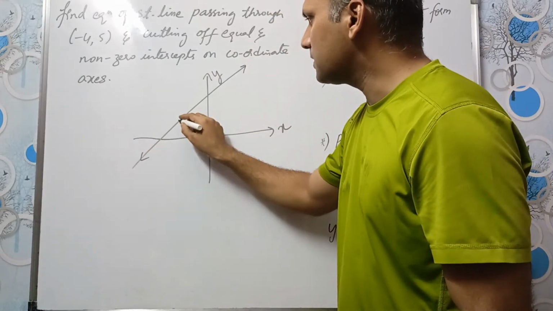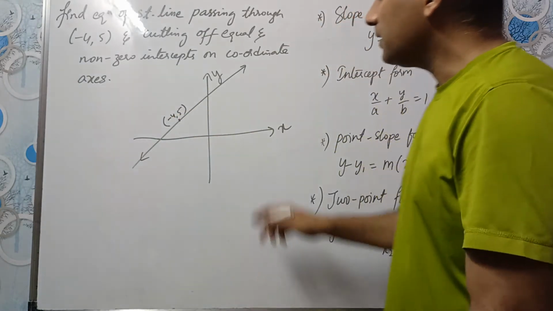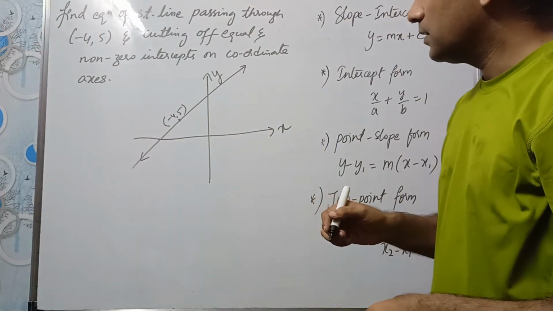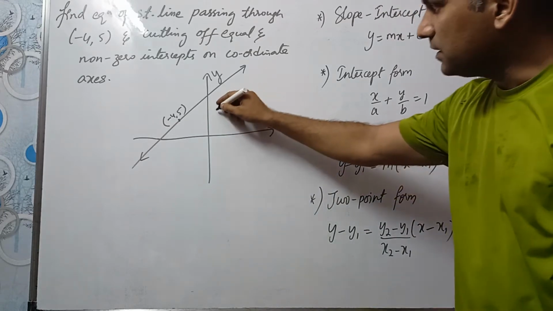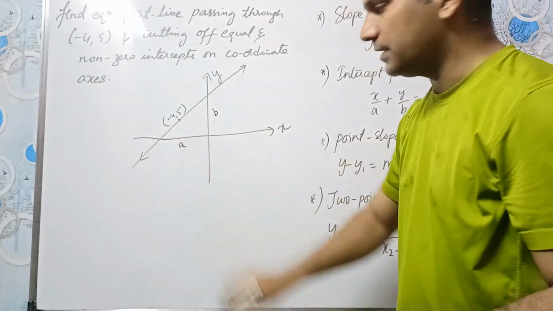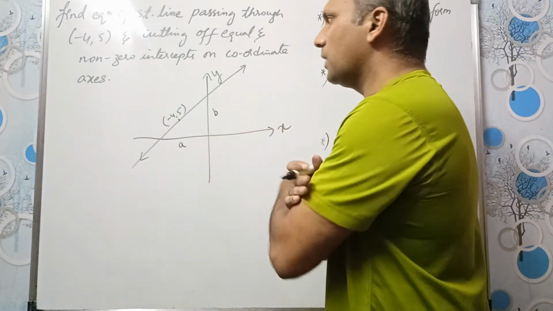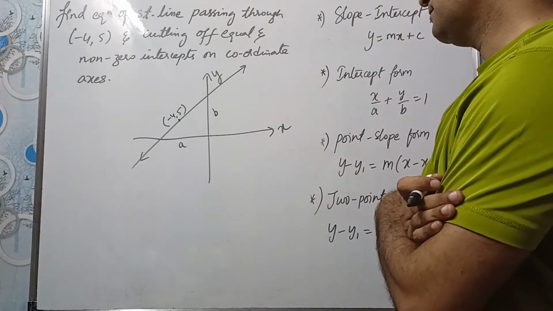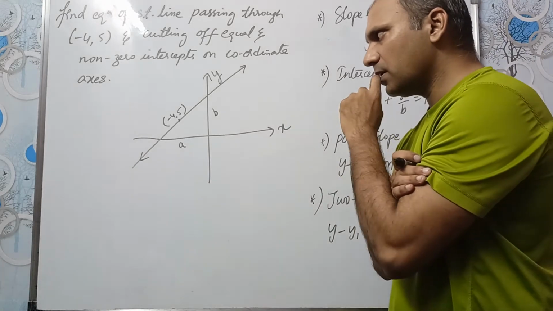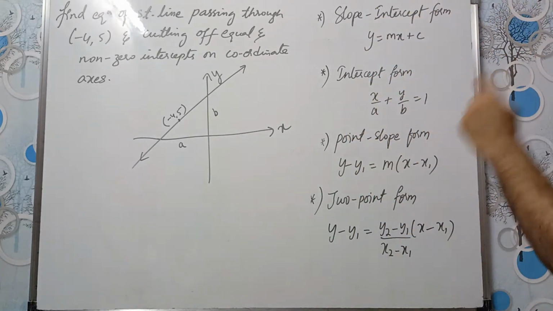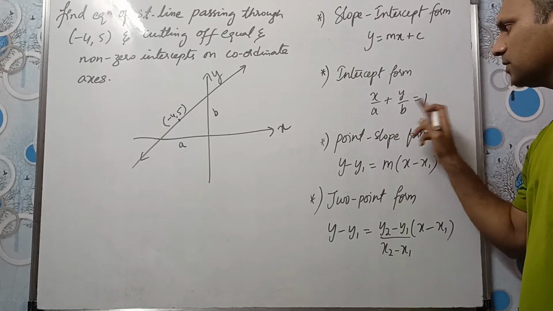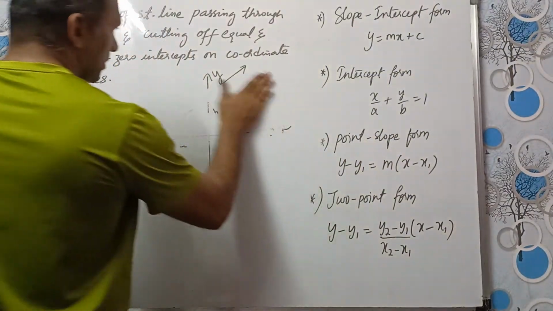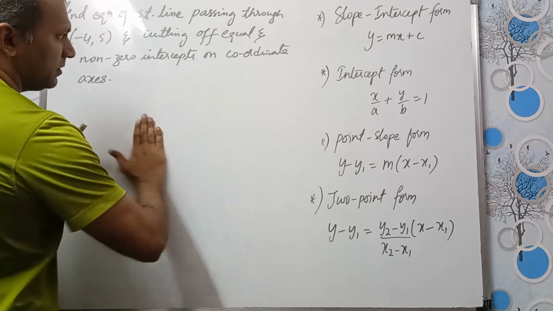Straight line. Let us say this is -4 comma 5, and the line cuts off equal and non-zero intercepts. We have studied that this is the y-intercept and this is the x-intercept, and given that these two are equal, a is equal to b. So see, the x-intercept and y-intercept are given. Can we use the intercept form, x by a plus y by b is equal to 1, where a is the x-intercept and b is the y-intercept? Yes, we can use it. I hope you understood the diagram.